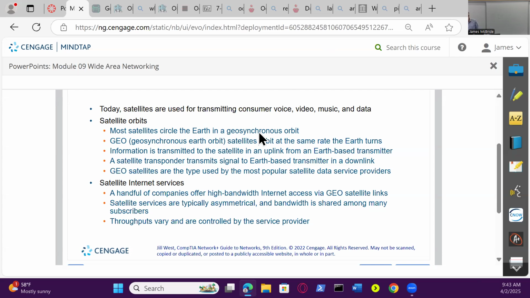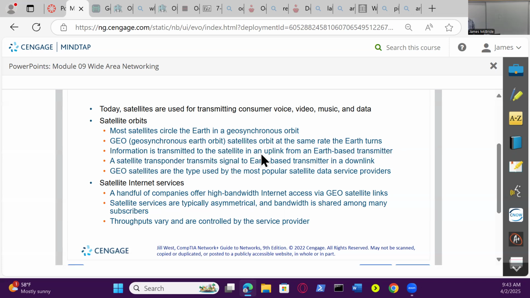Most are in geosynchronous orbit. What does that mean? This is a good one because all you have to do is look at the word geo. So we're looking at something geographic, and it's synchronous. So the satellite sits above a certain spot on the Earth, and as the Earth rotates, the satellite rotates with it. So it's always above Arizona, if that's where they put it. The satellite orbits at the same rate as the Earth turns.